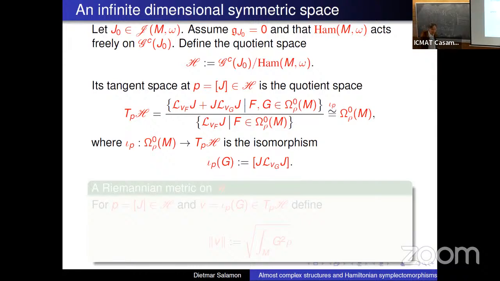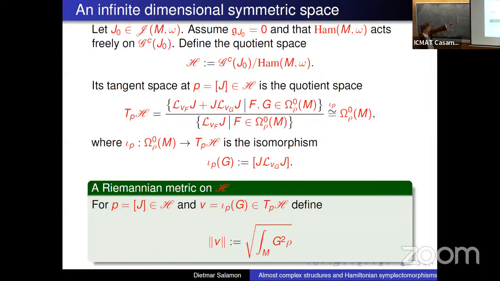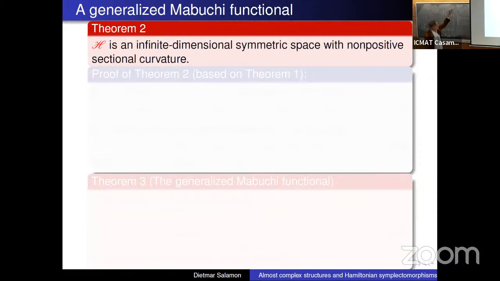Is that space negatively curved? That is then theorem 2. First we need the Riemannian metric, and the natural choice of a Riemannian metric is to identify the tangent space with a space of functions and take the L2 norm of the function. So that makes this into an infinite dimensional Riemannian manifold. And now we come to your question. It's an infinite dimensional symmetric space with non-positive sectional curvature. So this would be the analog of the space GC mod G.